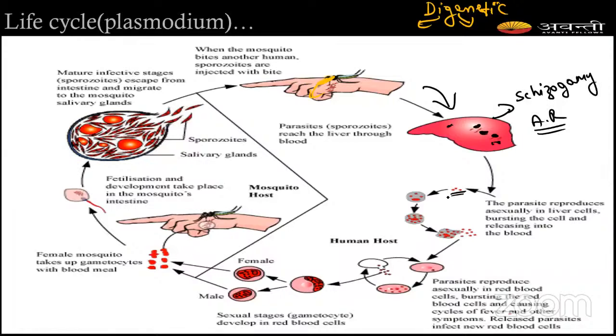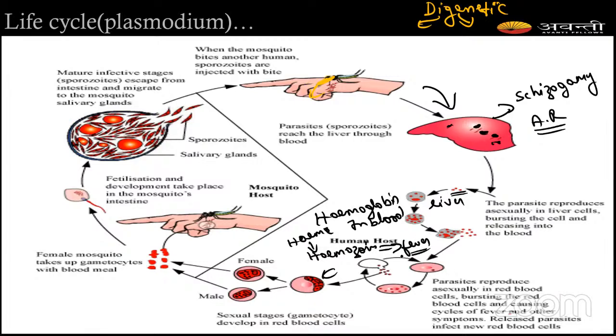So now see here, it reproduces in the liver cell and increases in number, and by bursting the liver cell, it comes out into the blood, right? It feeds on the hemoglobin in the blood, right? Then heme is released, and heme is converted into hemozoin, right? Then this hemozoin is going to cause the fever.